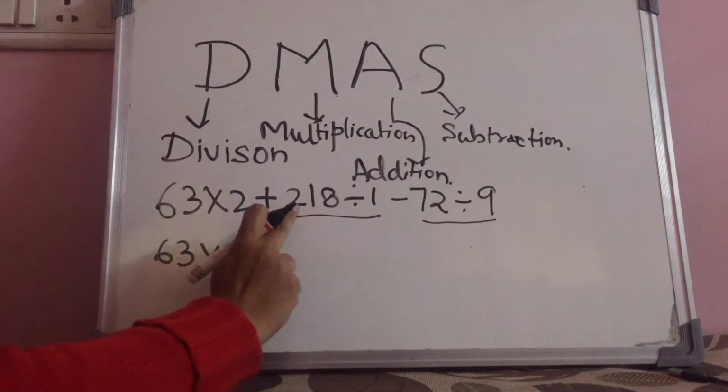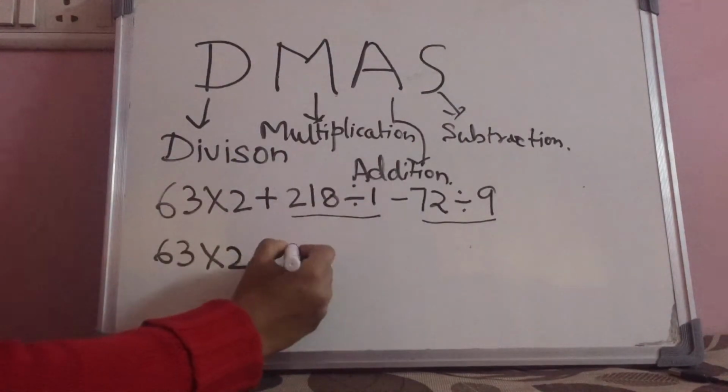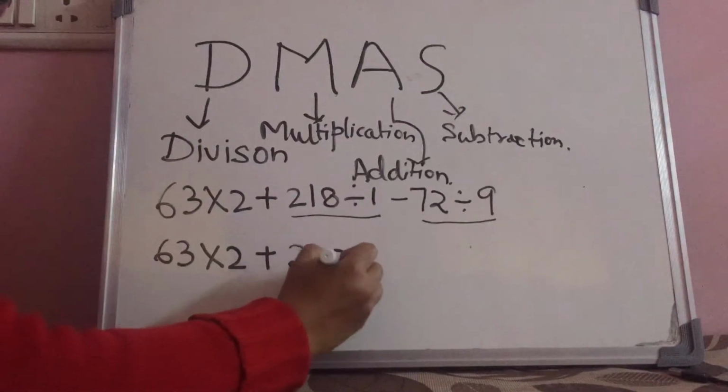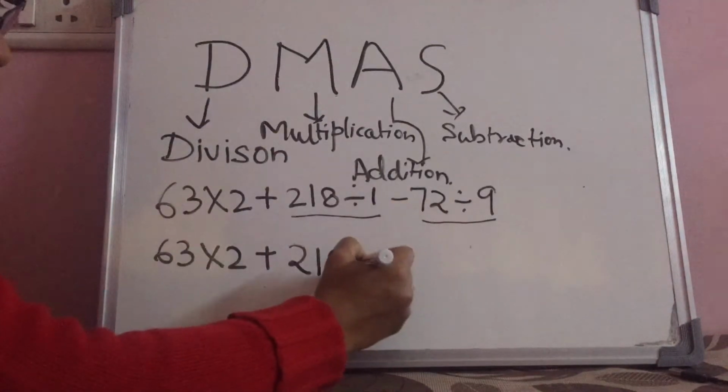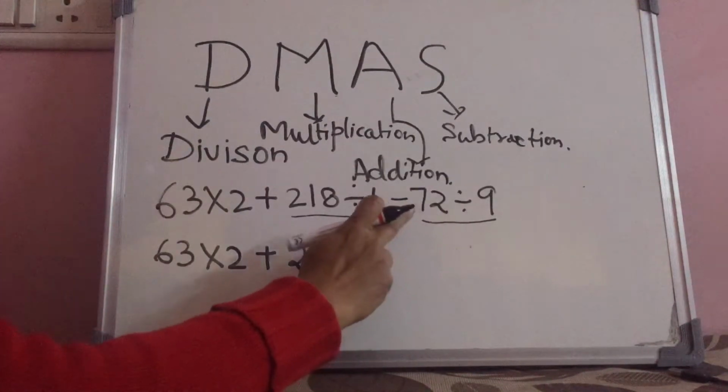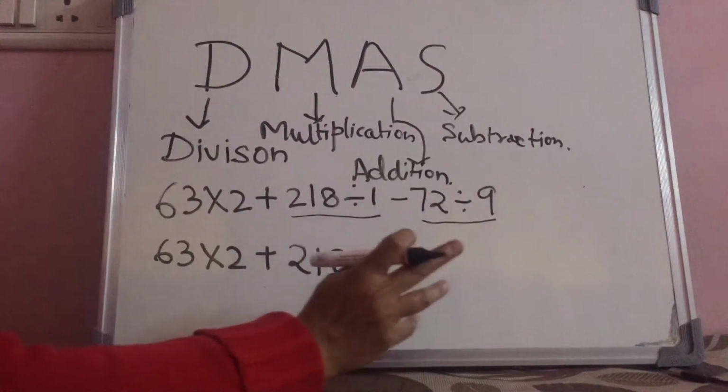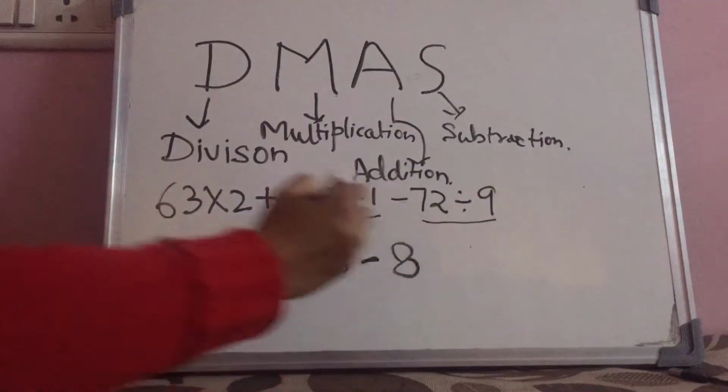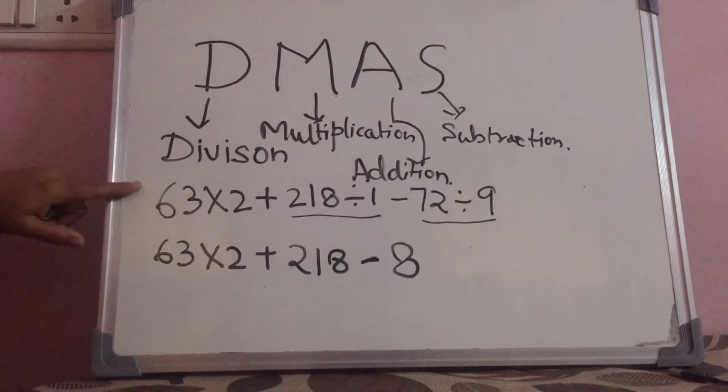When we divide 218 by 1, we get 218. Then the minus sign as it is. Then we'll divide 72 by 9, we get 8. Okay, this is the first step.